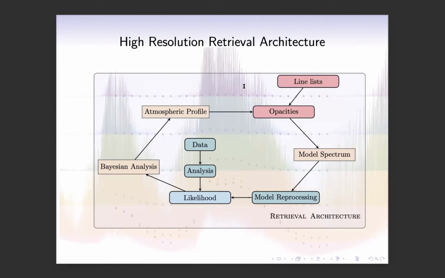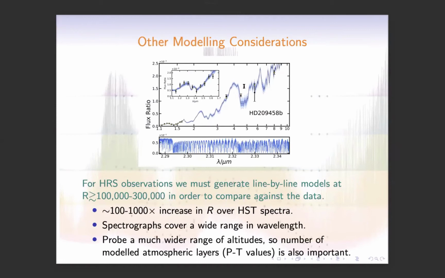But there are some other modeling considerations that we need to be aware of. First of all, you're generating a spectrum at R of 100,000 as opposed to with HST or JWST data. So you're looking at about 10 to 100 times more lines. So you're going to have to computationally just be aware of that. And nowadays, new spectrographs like GIANO, like SPIRou, they cover a big chunk of wavelength going from 0.9 to 2.6 microns. So you're going to have to generate a spectrum over that entire range at very high resolution, which is computationally very intensive. And also you've got to remember that because you're probing a much wider range of altitudes, the number of atmospheric layers may also come into it. You've got to make sure that you don't use a really coarse parameterization in your PT grid. Otherwise you can end up with slightly skewed results.